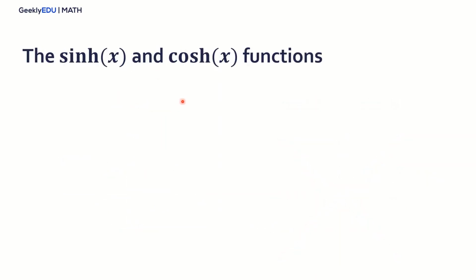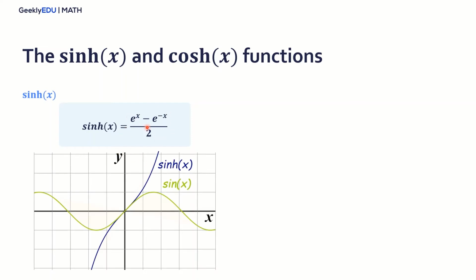Good, but how do we calculate the hyperbolic sine and cosine functions? Well, the hyperbolic sine is defined as e to the x minus e to the negative x over 2. If we plot this graph for this function, we have this blue line over here. Compared to the sine of x, which is this wave, it's pretty different, right? The hyperbolic sine of x actually looks like the tangent of x. They look pretty similar, but they're not the same.